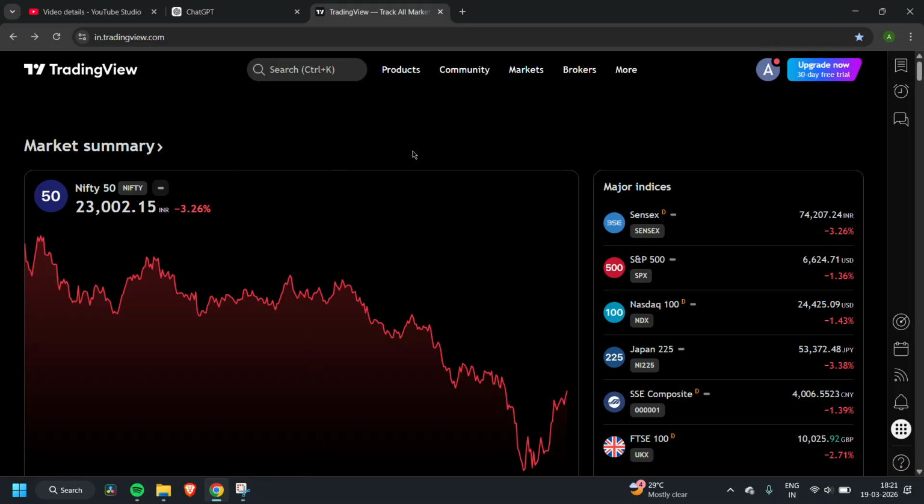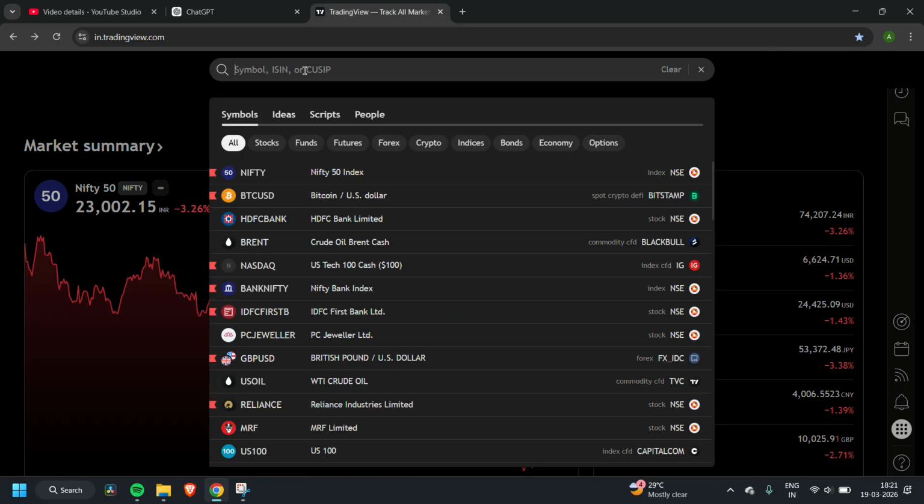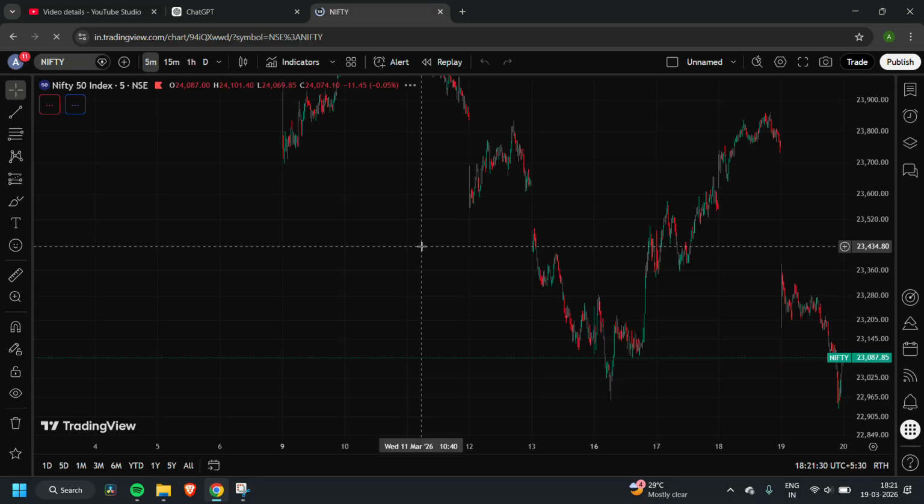So first of all, you have to come to the website TradingView, and after logging into that website, you will see this kind of interface. And let's get into any kind of indices or charts. So let's get in the Nifty chart.